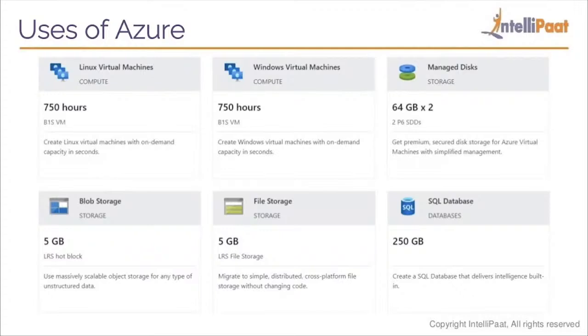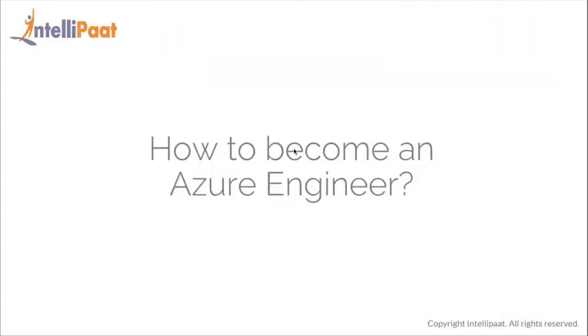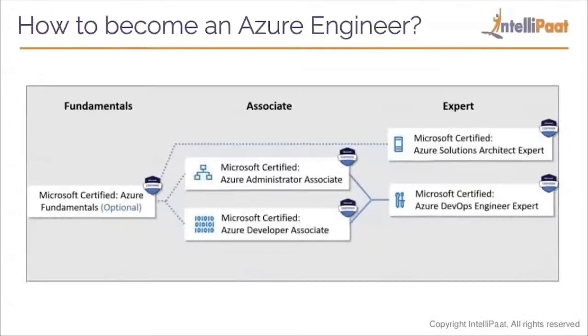Okay, and then let us see how we can become an Azure engineer. To become an Azure engineer, we have three parts. First is the fundamental one, that is Microsoft AZ900, which is the very basic exam. It will just test you about the cloud platform and nothing else. Simple basic services and simple basic cloud platform.